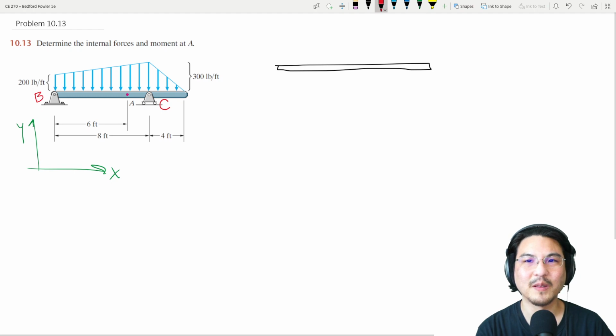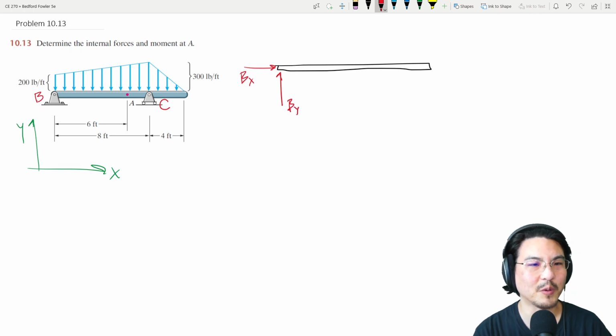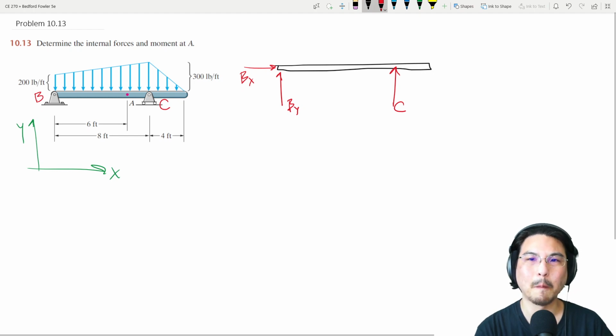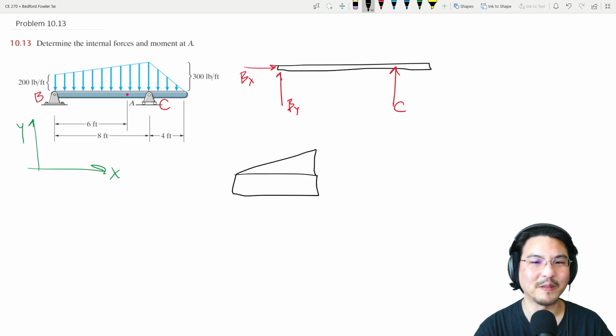Okay, so there's a reaction at the pin at B, which I will decompose. There's a reaction at the roller at C, over here. And there's a distributed load. So I will represent the distributed load as discrete forces. It looks like kind of a rectangle with a triangle and another triangle.